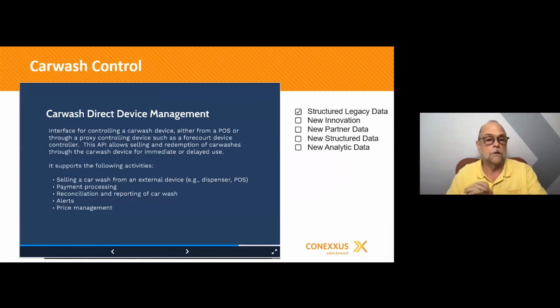Oh, I'm sorry, I talked right over my slide. So it shows you what this device management interface does, and the car wash is pretty newly approved, and it supports all of these functions on behalf of the in-store system. It is, in essence, a structured legacy data entry, but it also is an important building block component. Next.